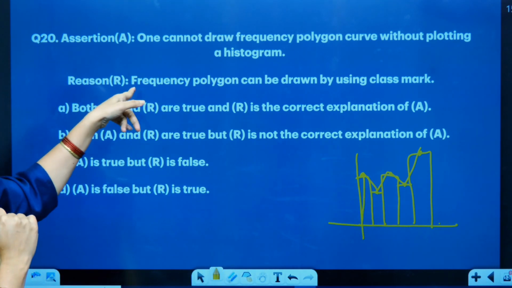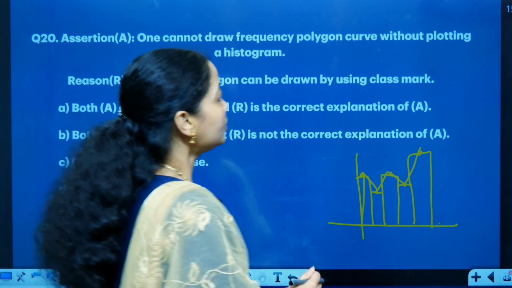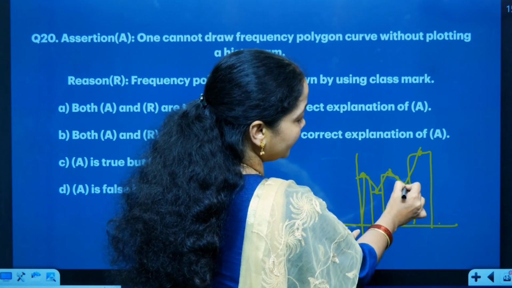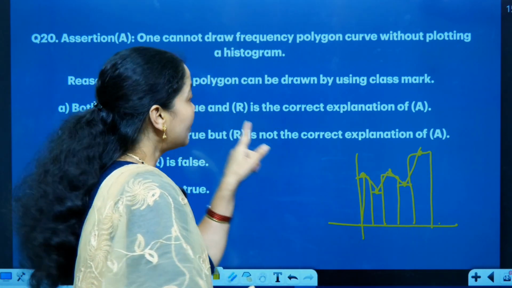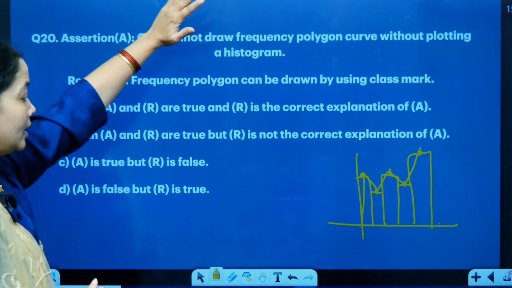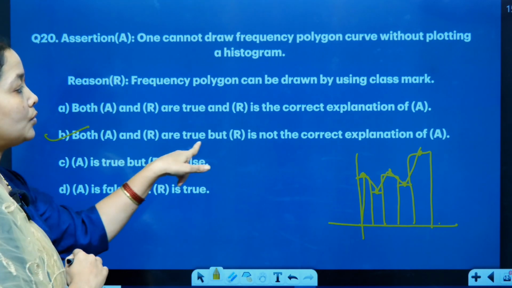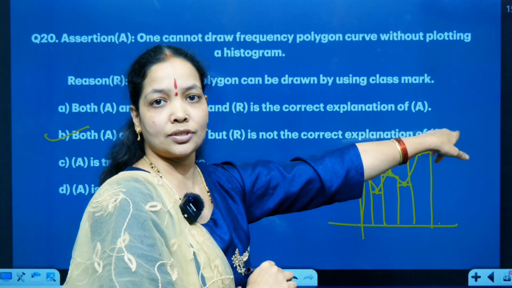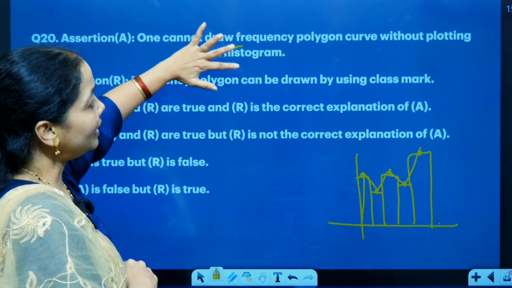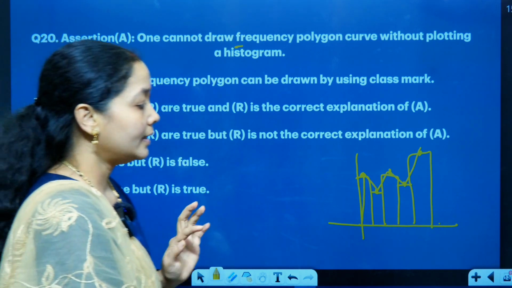But what is the reason? Frequency polygon can be drawn using class mark. Yes, that is also true because I told you I have to take the midpoints of the histogram, that is nothing but my class mark. Hence, reason is also true, but it is not exactly explaining the assertion. So I'll go for option B. Both assertion and reason are true, but reason is not the correct explanation of assertion. My assertion is also true here, reason is also true, but they are not explaining each other. Therefore, I'll go for option B, which is the right answer.